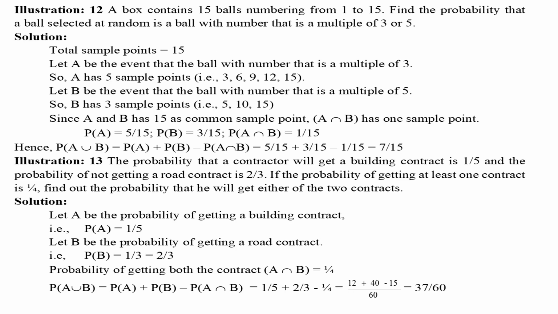Illustration 12. A box contains 15 balls numbering from 1 to 15. Find the probability that a ball selected at random is a ball with number that is a multiple of 3 or 5. Solution. Total sample points equals 15.